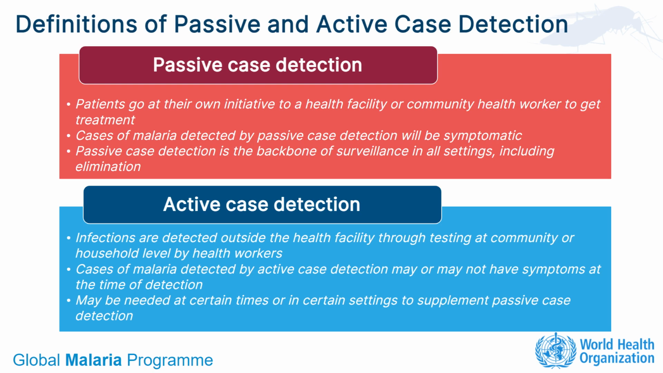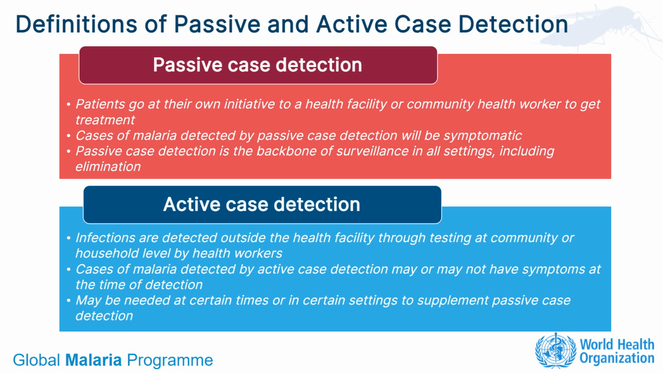Active case detection may be needed when and where there are populations experiencing barriers to health care, whether perceived or actual. For example, refugees, migrant workers, nomadic people, or people engaged in illegal or illicit activities may be actually or effectively excluded from using a country's public health care system. They may be afraid or reluctant to seek care. Active case detection may be the only way to reach these populations.